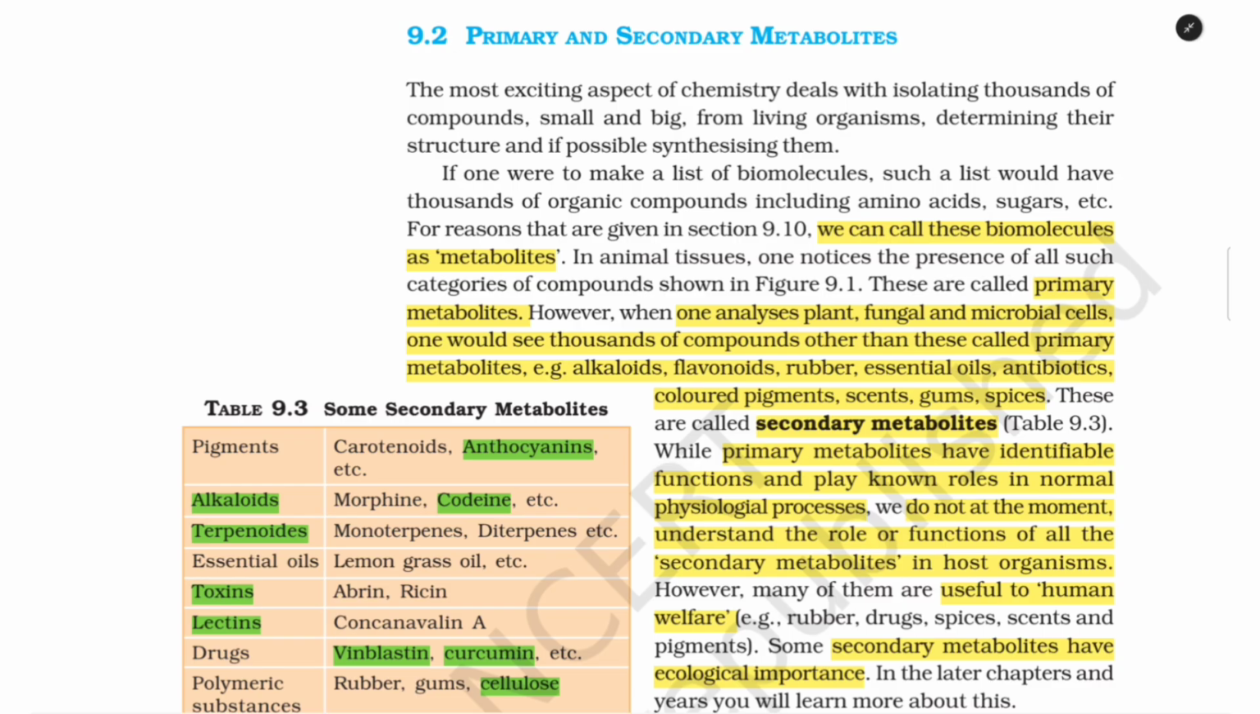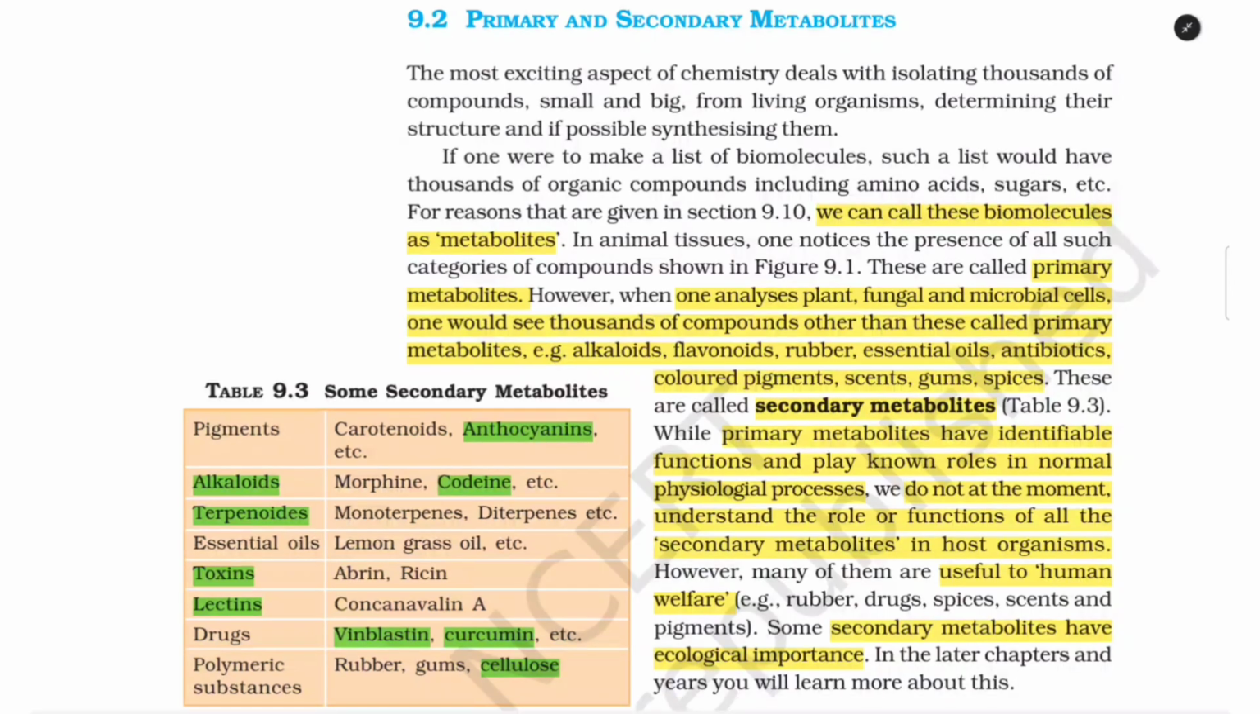While primary metabolites have identifiable functions and play known roles in normal physiological processes, we do not at the moment understand the role or functions of all the secondary metabolites in host organisms. However, many of them are useful to human welfare. Example: rubber, drugs, spices, scents and pigments. Some secondary metabolites have ecological importance. In the later chapters and years, you will learn more about this.